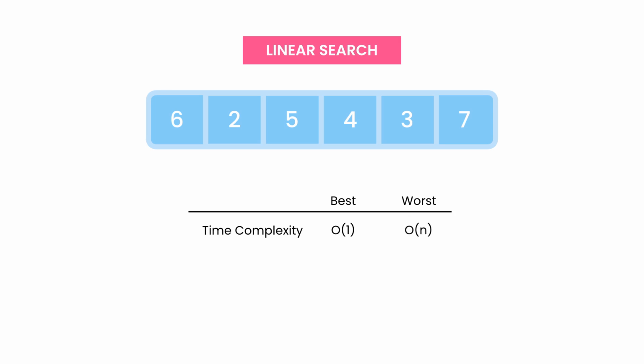Now, what if the target item doesn't exist in the list? Well, we have to iterate the entire list and inspect each item. So that's an O(n) operation as well.